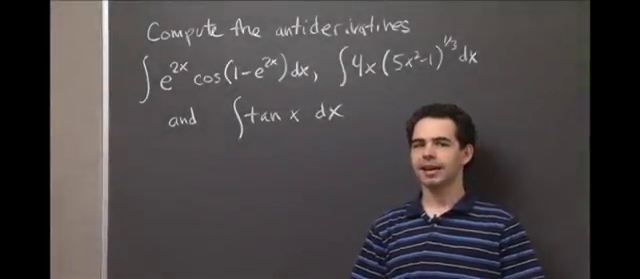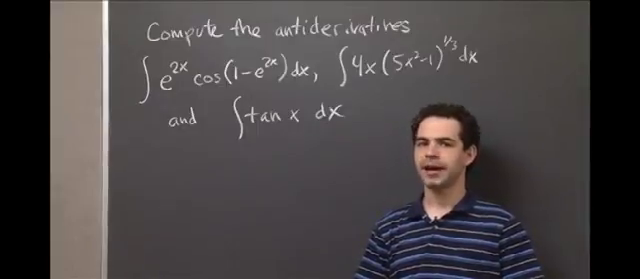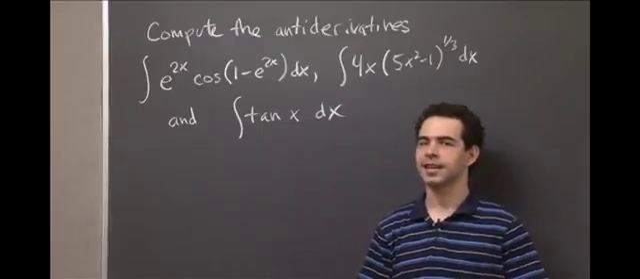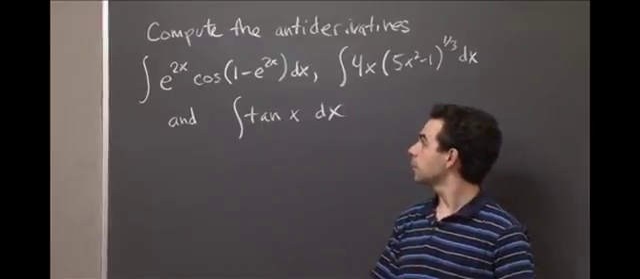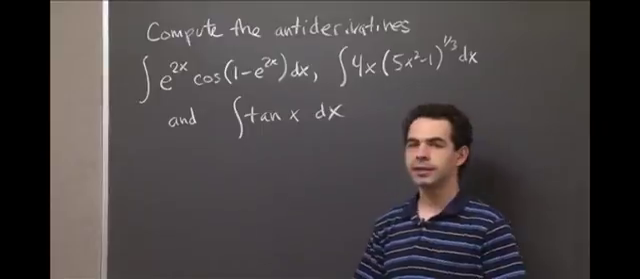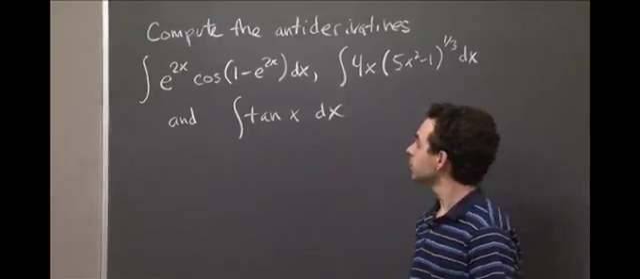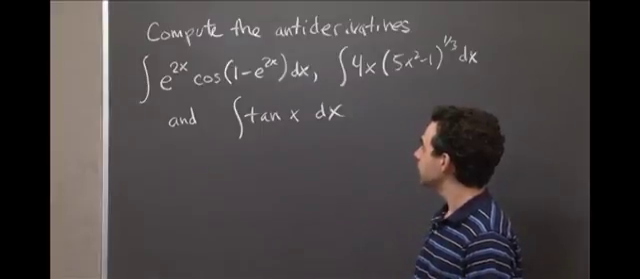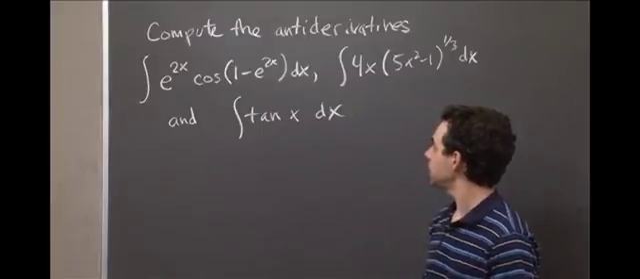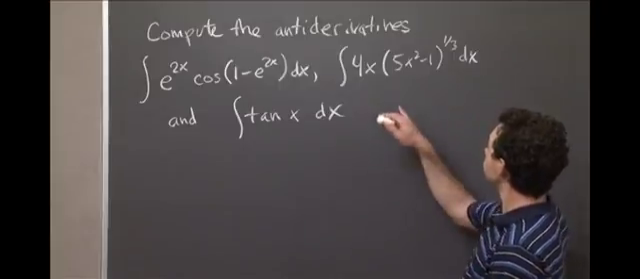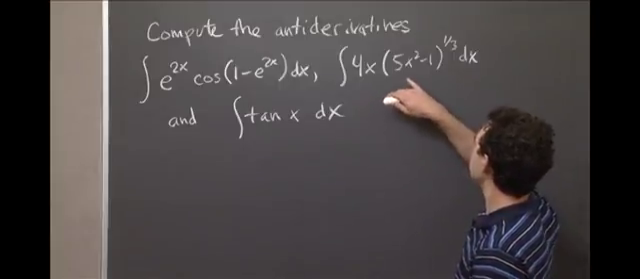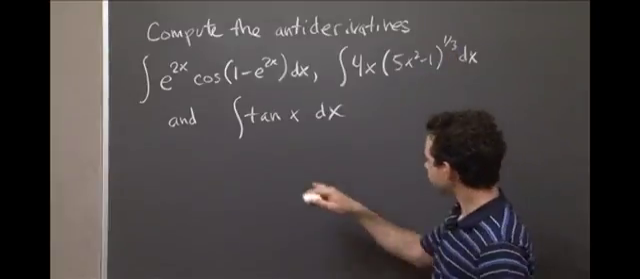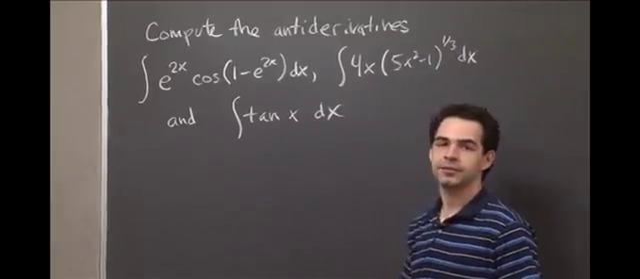We've been talking about antidifferentiation or integration by substitution and also by a method that Professor Jerison called advanced guessing. So I have a few problems up on the board behind me, three antiderivatives for you to compute. The first one is e to the 2x times cosine of the quantity 1 minus e to the 2x dx. The second one is 4x times the quantity 5x squared minus 1 raised to the 1/3 power. And the third one is tan of x dx.